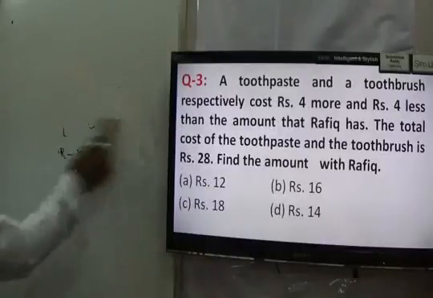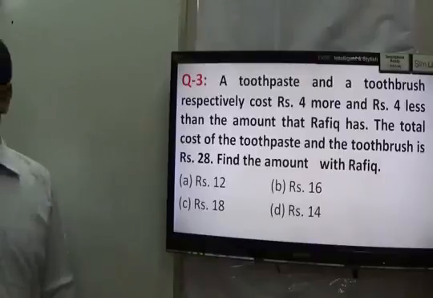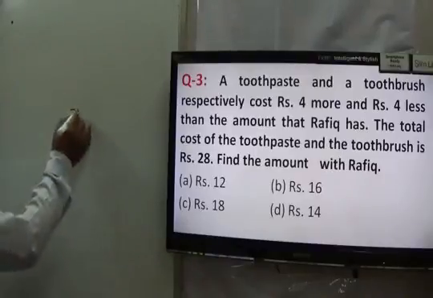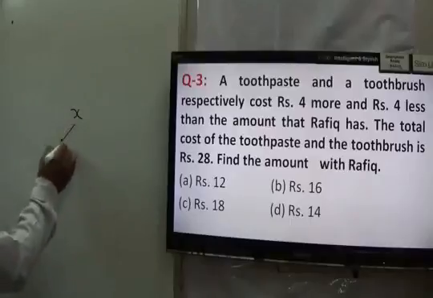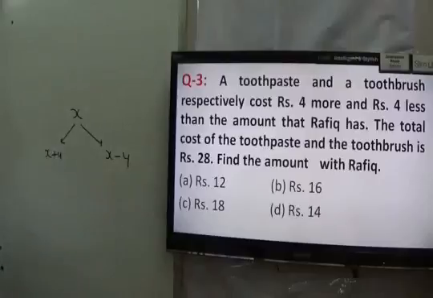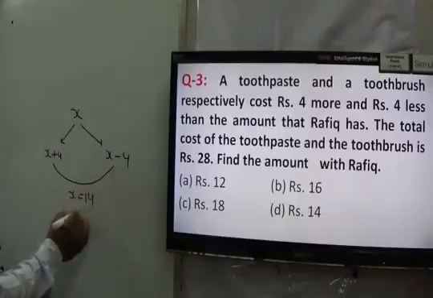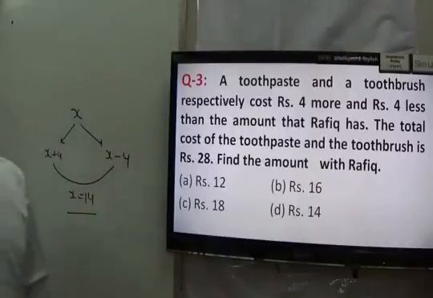Check out this statement number 3. It talks about a toothpaste and toothbrush respectively costing rupees 4 more and 4 less than the amount that Rafiq has. For example, Rafiq has x rupees. It means toothbrush costs x plus 4 and toothpaste costs x minus 4, right? Further given that total cost is 28. It means the sum is equal to 28. So I can say x is equal to 14. So the question is, find the amount with Rafiq. So our answer is D. He has total rupees 14 with him.